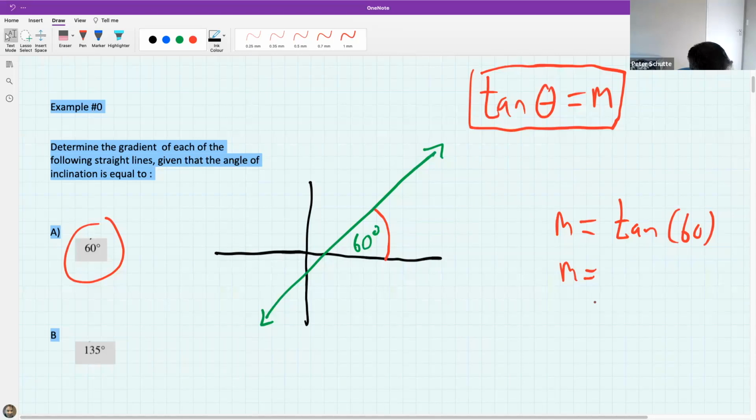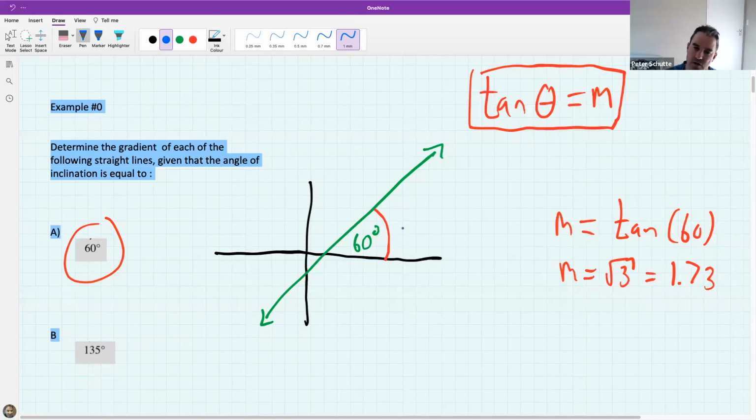If I put that into my calculator, I go tan of 60, and I get √3. Now, √3 is a decimal. If I hit the SD button on my calculator, I get about 1.73. And what that is telling me is that the gradient of this line is √3 or 1.73. So for every 1 unit across, I go up by 1.73. It's also telling me the gradient is positive, and positive gradients go up and to the right.